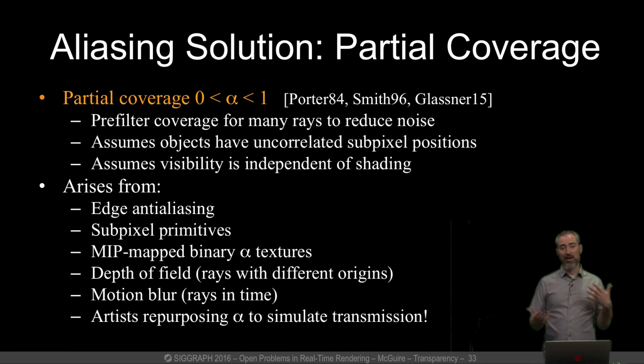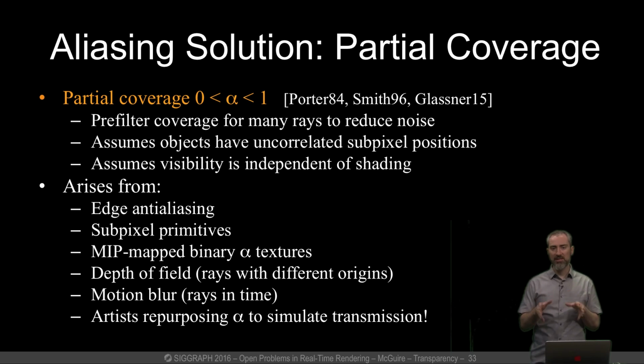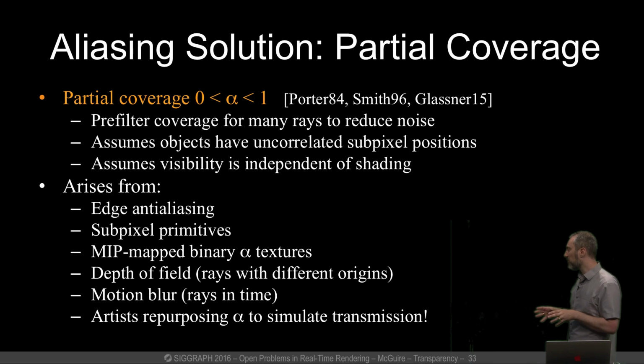So we just allow alpha, the notion of does the ray hit the surface or not, to be between 0 and 1 as well. And of course, Porter and Duff's classic paper in 1984 laid down a lot of the framework for what we do today using alpha matting and partial coverage. It's pre-filtering for many rays to reduce noise, but it has some assumptions. And in many cases, these assumptions end up being violated and come back to bite us.